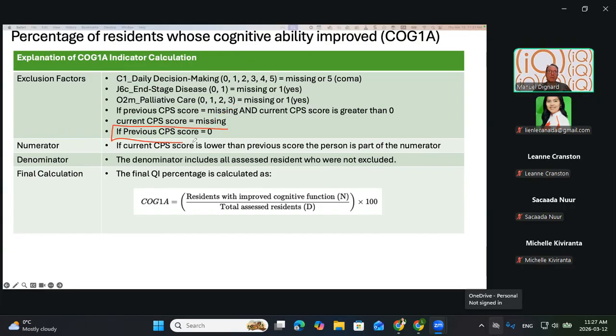Now, the different one here is if your CPS score in the previous assessment was 0, meaning you were cognitively intact totally, you cannot improve for that. So we're not going to use that assessment in the calculation. If your current CPS score is lower than the previous one, then you have improved. You will be part of that quality indicator.